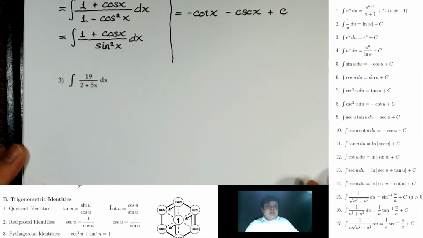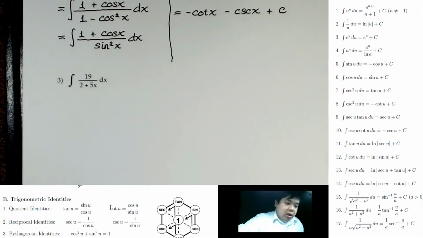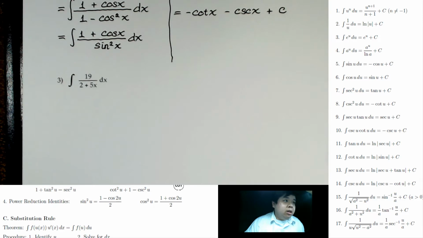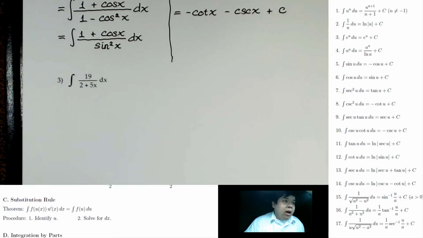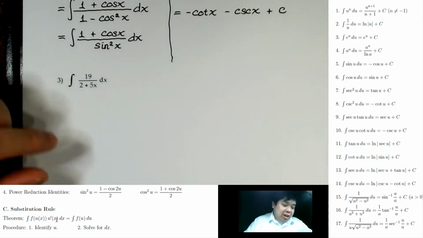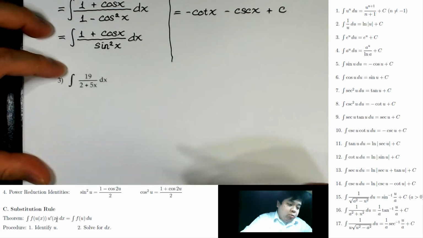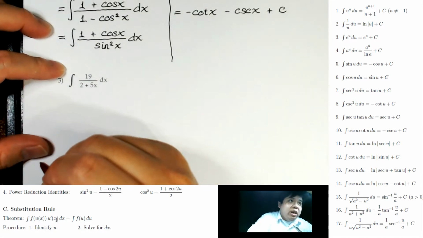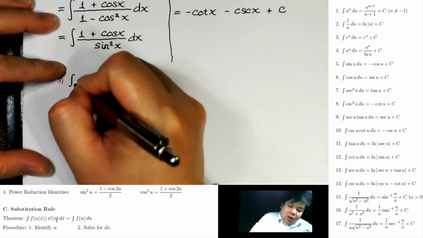So this is the problem. What we use is the substitution. Let's go to the substitution technique. Of course, the substitution rule is there. I'm sorry, that direction. We need to know what is u, and then we solve for the x. So we'll let this equal to u.